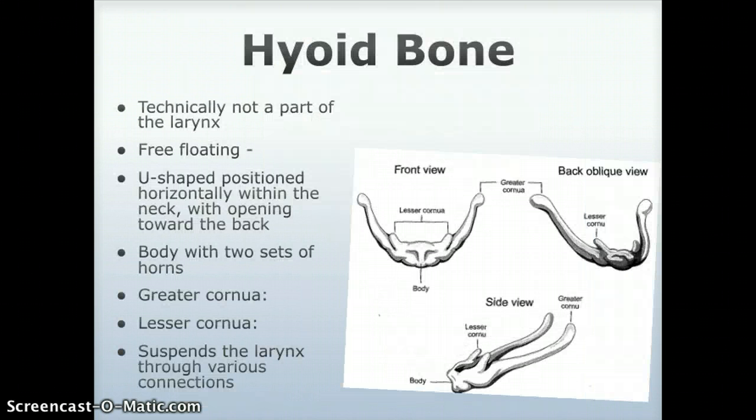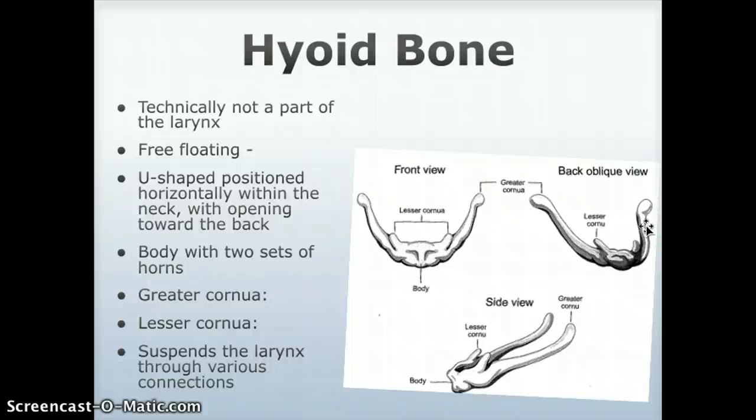Okay, so like I mentioned before, it's not technically part of the larynx, but since it is the top of it, that's why we discuss it in relation to it. And it is this free-floating bone. It's U-shaped, positioned horizontally within the neck, with the opening toward the back.